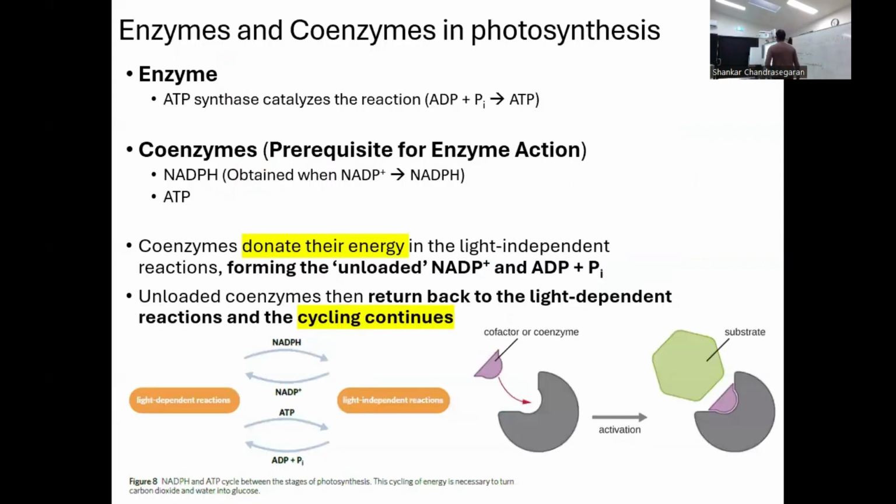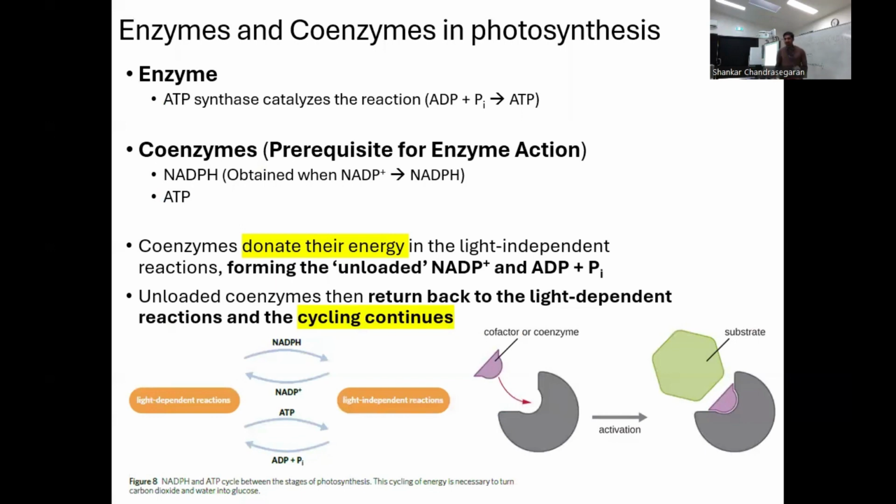All right, so let's talk about the role of enzymes and coenzymes in photosynthesis. So I constantly mentioned the fact that NADPH and ATP are coenzymes. But what is a coenzyme, right? Coenzymes are factors that can influence the action of an enzyme, and they are required for the activation of an enzyme.